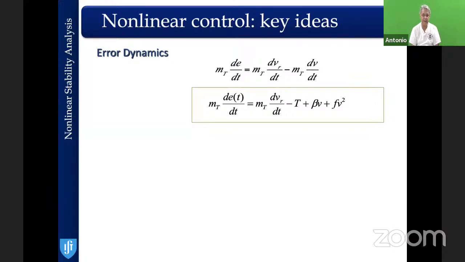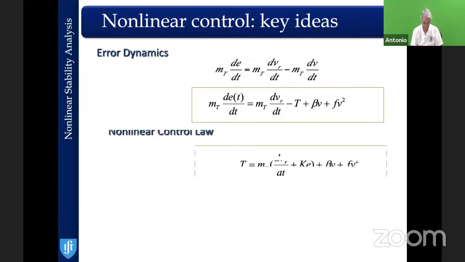You would like for the error to satisfy a nice differential equation such that the solution is going to 0, right? So that's exactly the same trick. So how do you do this? Pay attention to this. You are going to select this thrust in such a way that you cancel this term because you don't like it, and you cancel that term. So essentially you cancel almost everything. And then you introduce the term K times E.